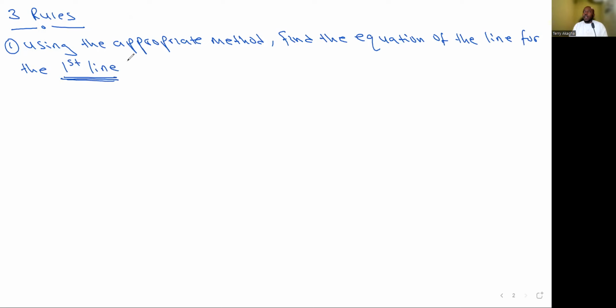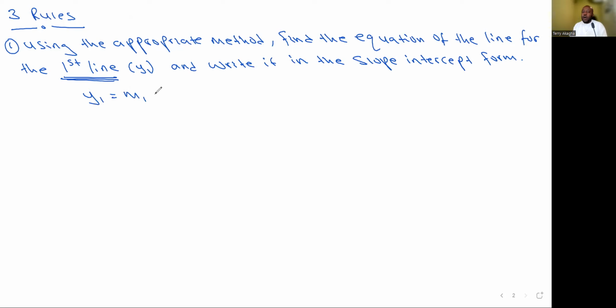So the first line, that means I'm referring to the Y1, okay? You're going to find the equation of the line for the first line, and write it in the slope-intercept form. So you're going to get Y1 is equal to M1 X1 plus C1.